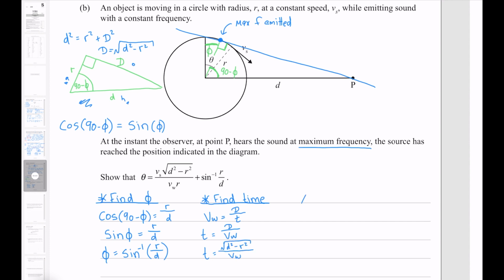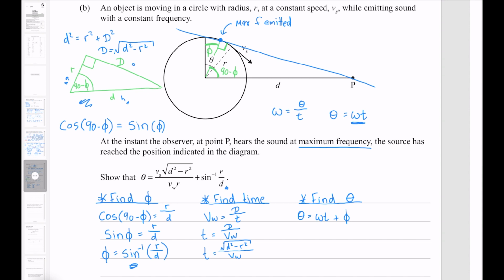Now let's find our total angle. So our total angle is going to equal the angle that's been rotated through in this specific time, and we can write that as omega t, where if you're scratching your head, you might recall that our angular frequency is equal to the angular displacement over time. Rearranging that gives us that the angle is equal to omega t, plus our original angle phi, which we found over here, and which looks suspiciously familiar.